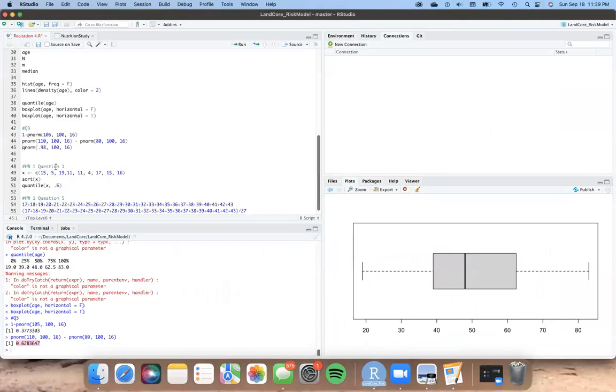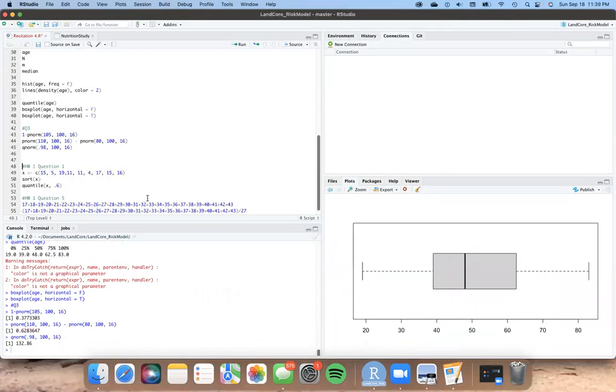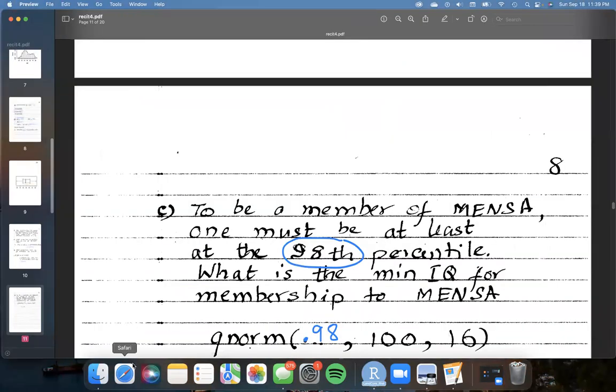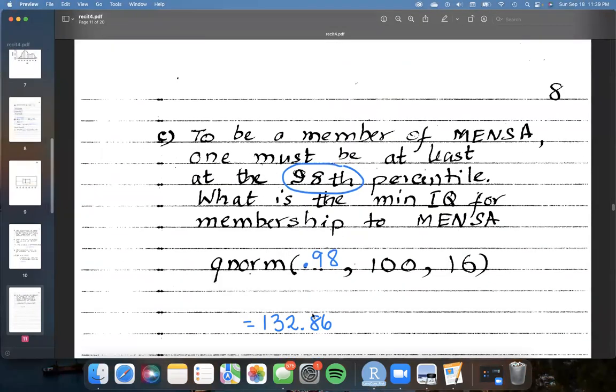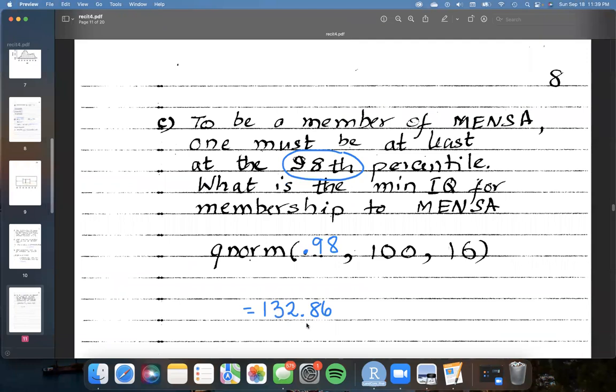And when you run that in R, you get 132.86. So that's the minimum IQ to be a member, 132.86.